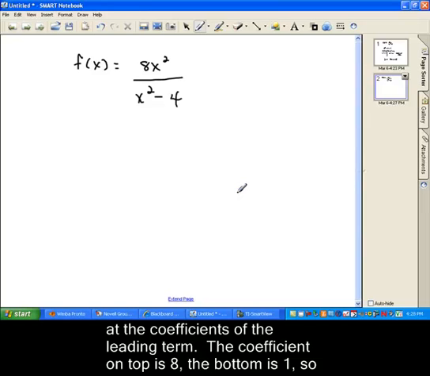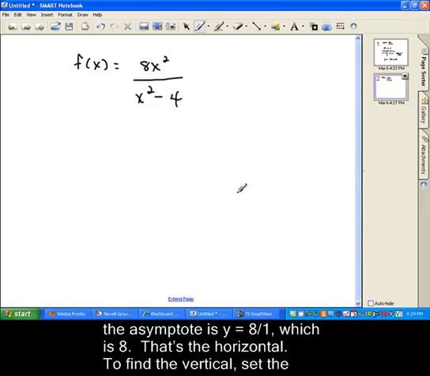If we look at this one, the coefficient on the top is 8. The coefficient on the bottom is 1. So our horizontal asymptote is y equals 8 over 1, which is just 8. That's the horizontal asymptote. Remember to find the vertical one, and we'll do that next.